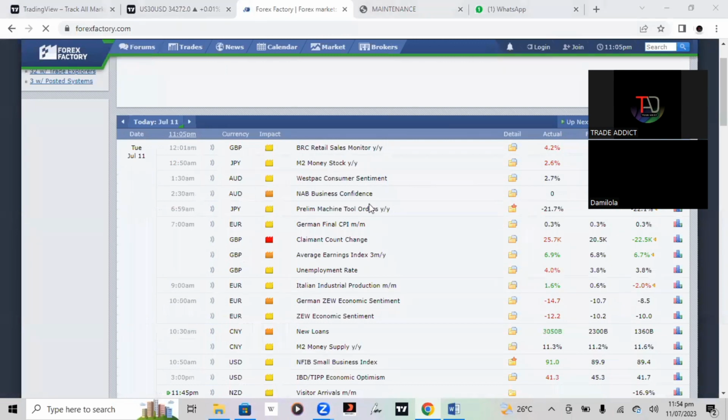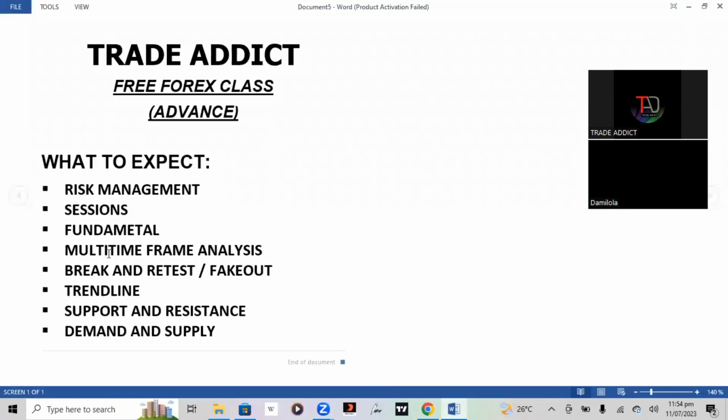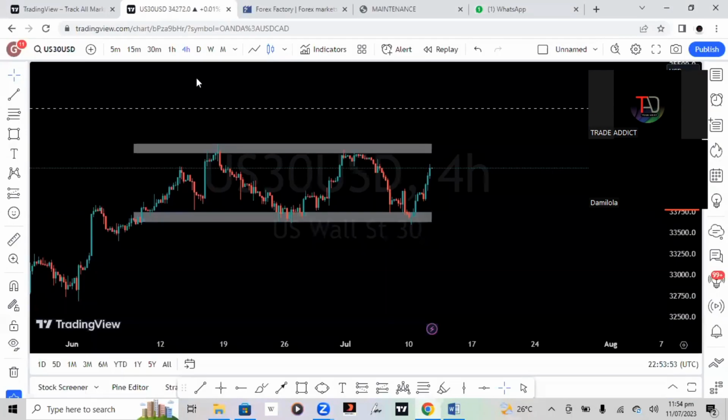As you can see, today is Tuesday. We have a series of news here, GBP, JPY, AUD, and so on and so forth. Okay, so that is that on fundamental. The next one on the list here is multi-time frame analysis. When we say multi-time frame analysis, it simply means analyzing from higher time frame.